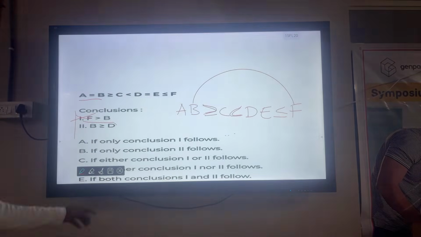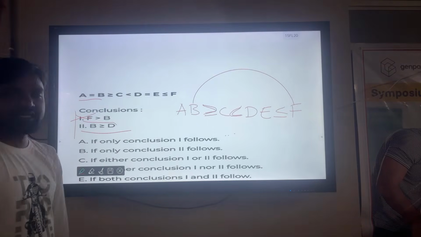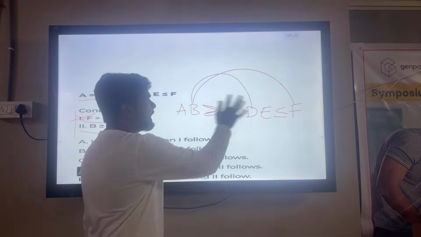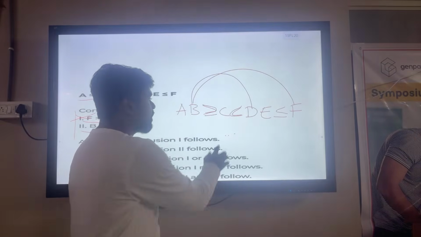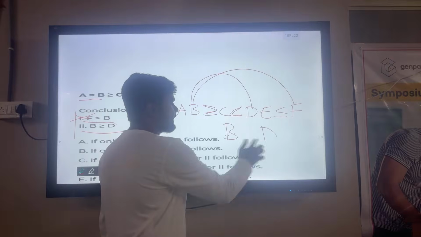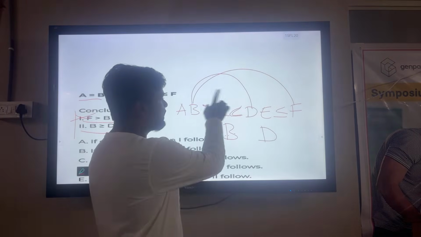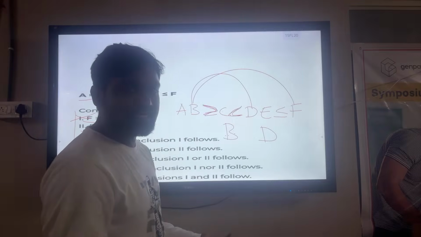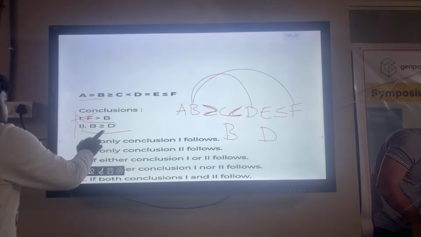And what is the second one? B greater than or equal to D. Observe between B and D. What are the common symbols between B and D? Between B and D also, one greater than is there and one less than is there. You cannot establish any relation. This one is also blindly wrong.